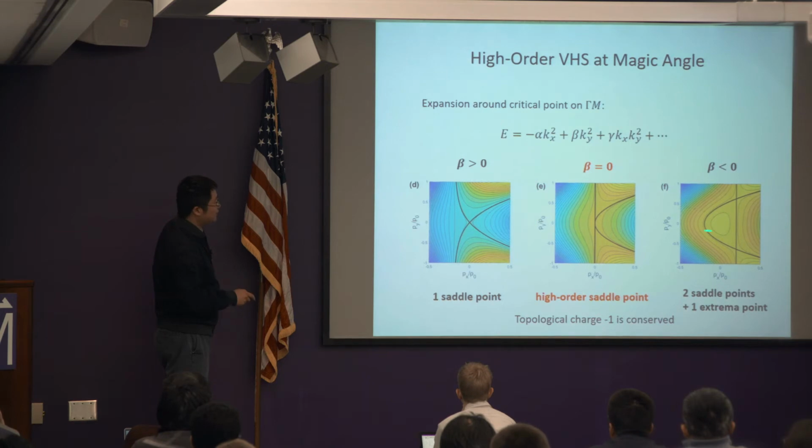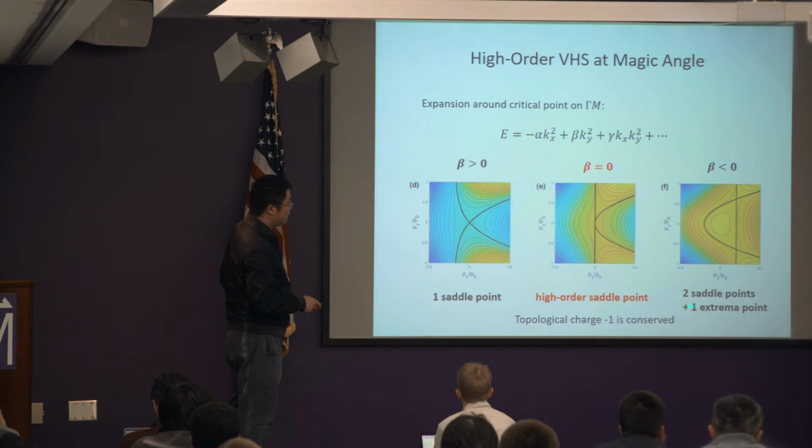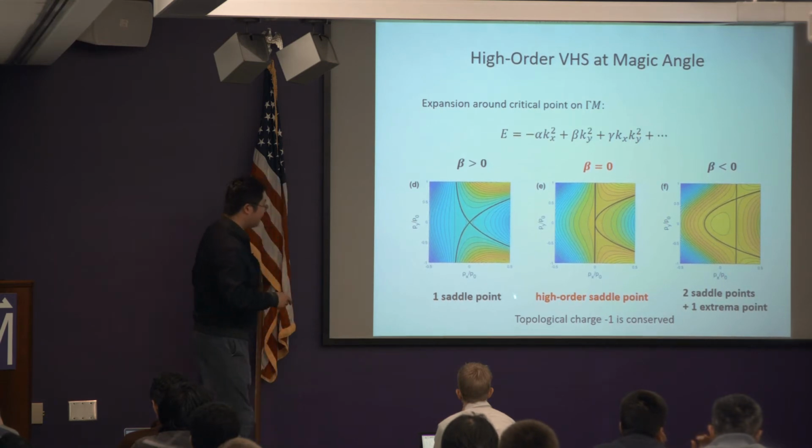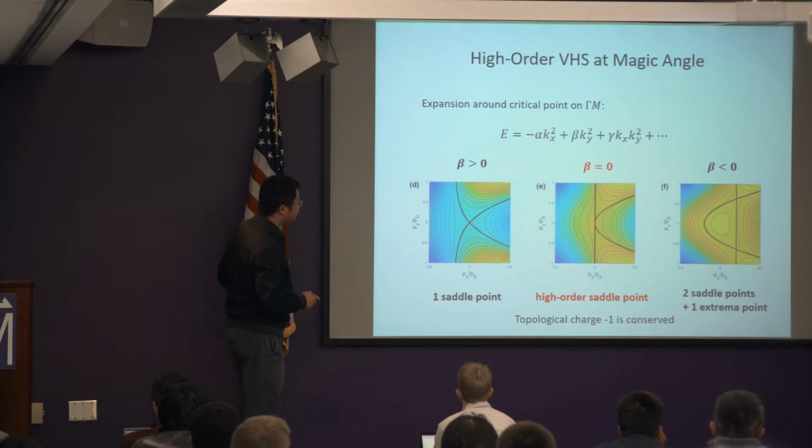At k equals 0, instead of a saddle point, you have an energy extrema, but 2 additional saddle points appear right next to it. And so we end up with 2 saddle points plus 1 energy extrema. And again, the total topological charge of -1 is conserved because the saddle points carry topological charge -1, and the energy extrema carries topological charge +1.